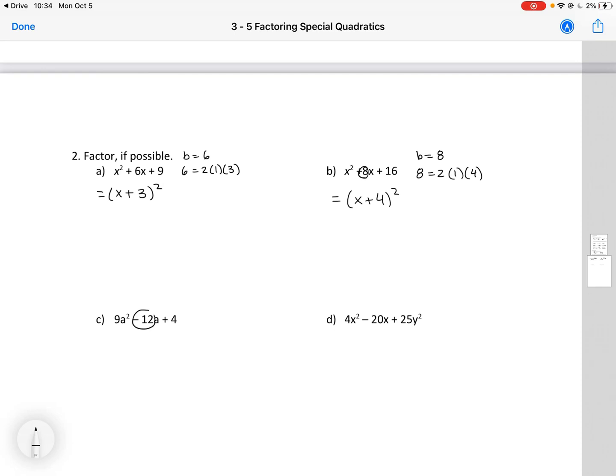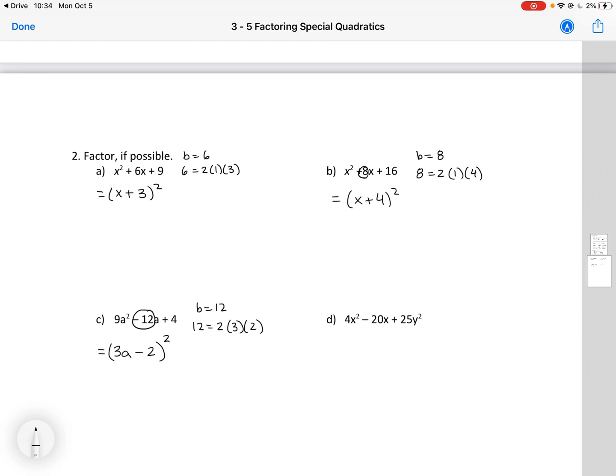Moving on down here, I'm going to check my middle term, which is 12. And I'm going to see if 12 is equal to 2 times the square root of my first term times the square root of my last term. 2 times 3 is 6, times 2 is 12. So I do have a perfect square trinomial. So in order to do this, I'm going to take the square root of my first term, keep the same sign that is in front of the b, and then I'm going to take the square root of my second term, and then the bracket is squared.